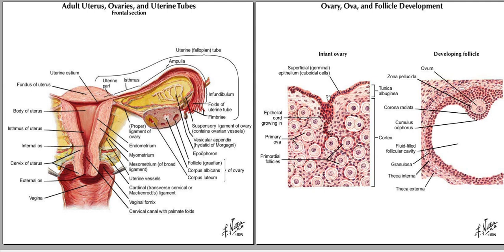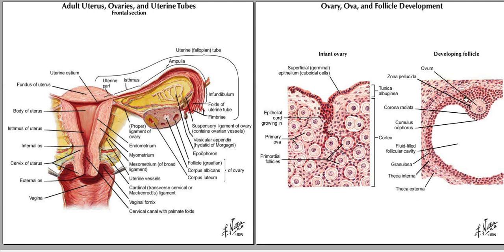Okay, so when you take this section, the ovary over follicular development, over there too, you could see the primary ova over here, the primordial follicles here too, the epithelial cord growing into the superficial epithelium, that's cuboidal cells, germinal epithelium too here. So the tunica albuginea, that is this part, and that's all the superficial epithelium cuboidal cells that you can see over here.